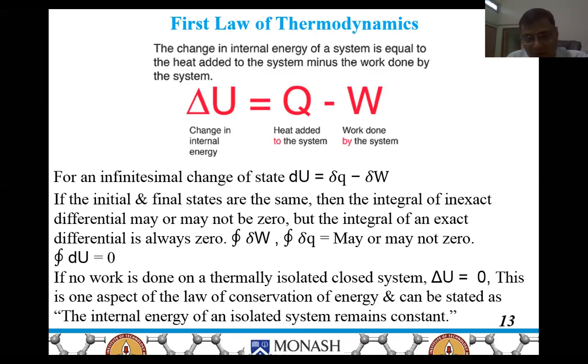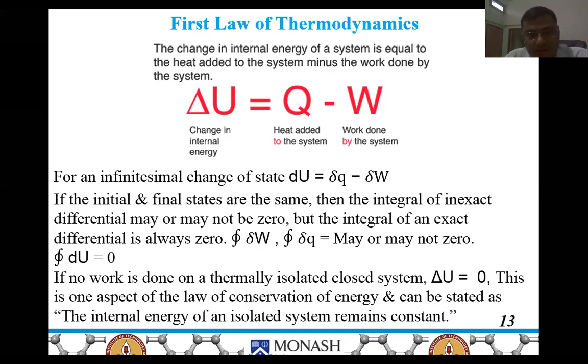Why have we represented U as dU, and Q and W as delta Q and delta W? It's because U is a state function and Q and W are path functions. So U is represented by the initial and final position and not by the path. But Q and W depend on the path. So if the initial and final states are the same, then the integral of an inexact differential may or may not be zero, but the integral of an exact differential is always zero.